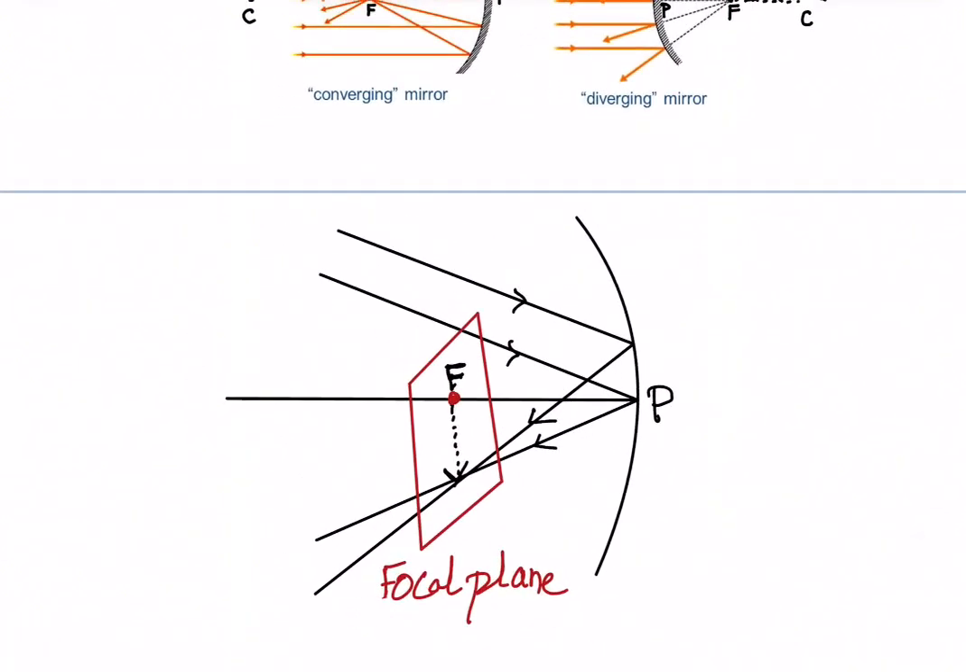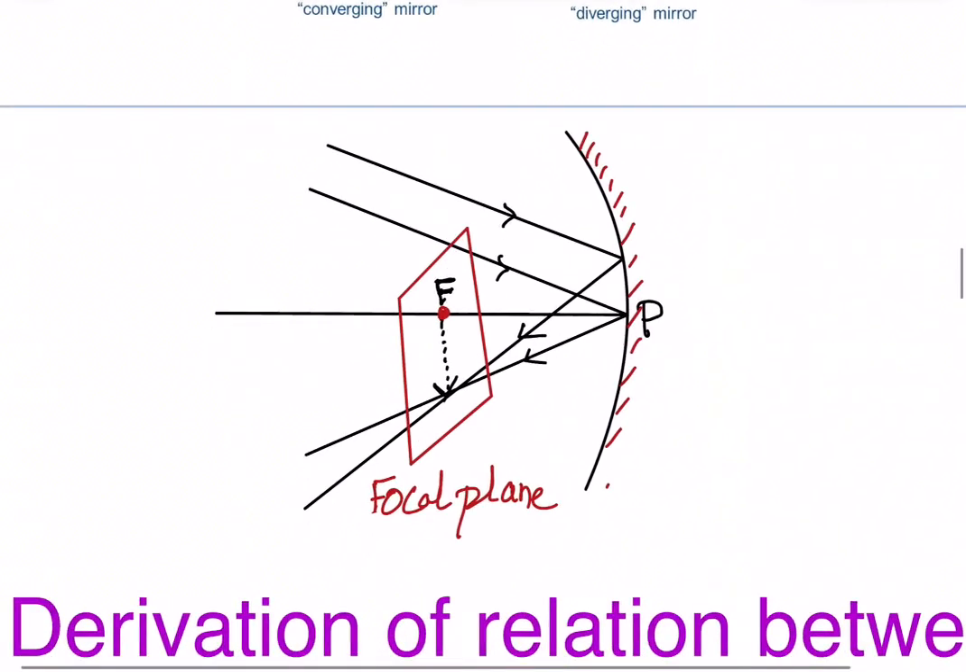Sometimes the incident rays from a distant object may be incident at an angle on the spherical mirror. At that time, it is found that all these rays are focused on a plane. So the rays do not meet at the focus.